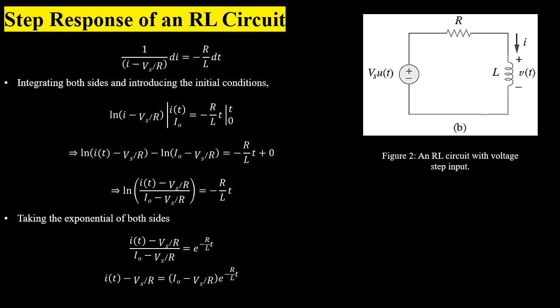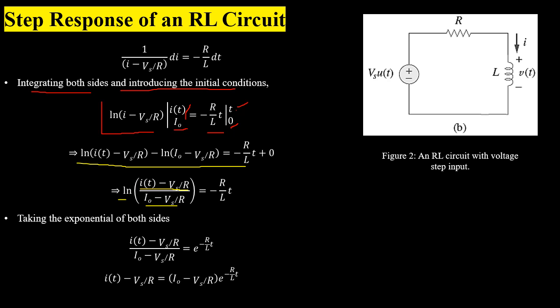Now we will integrate the both sides of equations and will introduce the initial condition, and integration will give us the result of natural log of I minus Vs over R, with integration limit starting from initial current I0 to present current I of t will be equal to minus R over L t, with integration limit to starting time 0 to present time t. Now using the properties of log, we will have natural log of I of t minus Vs over R divided by initial current I0 minus Vs over R will be equal to minus R over L t.